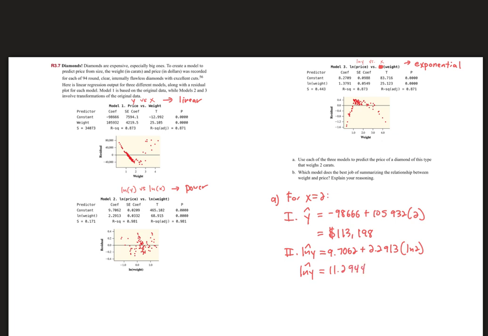Okay, and then remember how to solve: if you've got ln y equals something, just make each of the left and right hand sides of this equation exponents of e, and then the e and the ln cancel, and you're just left with y hat equals e to the 11.2944, which ends up being 80,370. Okay, so here, let me highlight these. That's model 1's prediction, that's model 2's prediction.